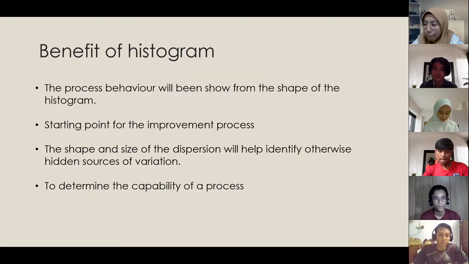Okay, the benefit of histogram. The process behavior will be shown from the shape of the histogram. Next, starting point for the improvement process. Next, the shape and size of the dispersion will help identify otherwise hidden sources of variation. And next, to determine the capability of a process.